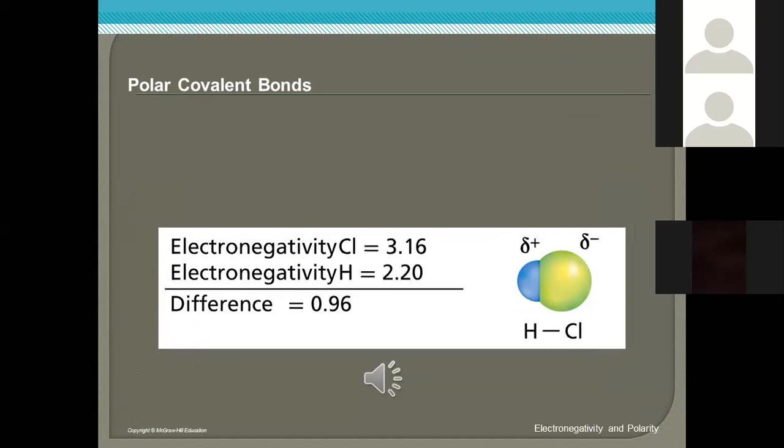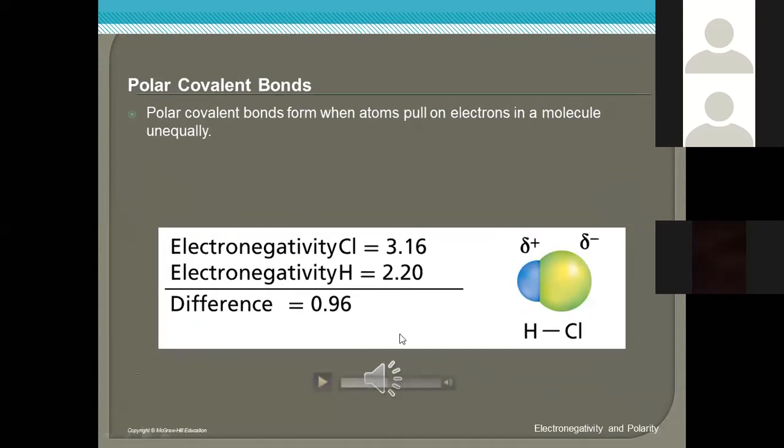How can we calculate polar covalent bond? Okay, listen please. First, polar covalent bonds. Polar covalent bonds form when atoms pull on electrons in a molecule unequally. This means that a polar covalent bond forms, for example, in HCl.